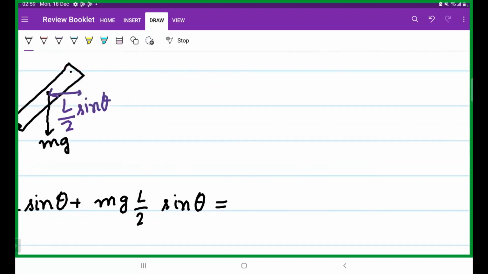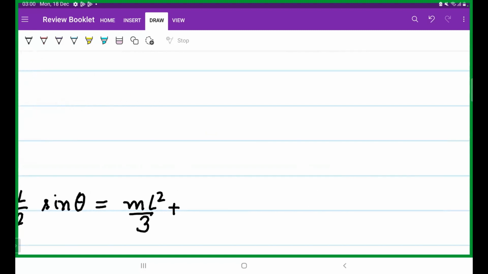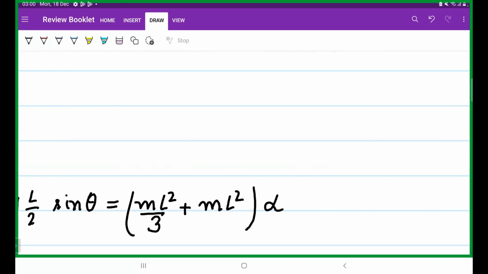Now the moment of inertia of a rod when it is attached at one end will be ml square by 3, right? And we have also got one piece of mass attached over here, right? So the moment of inertia because of that is ml square. So this is multiplied by alpha.